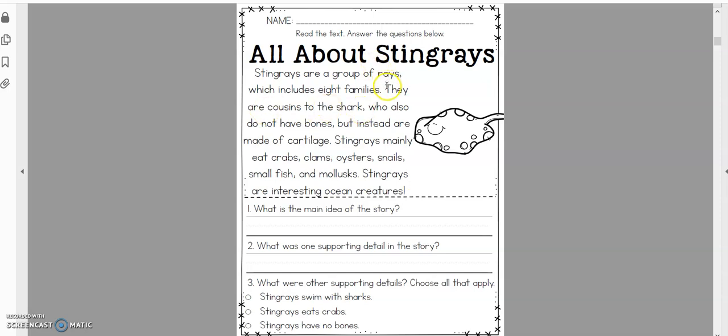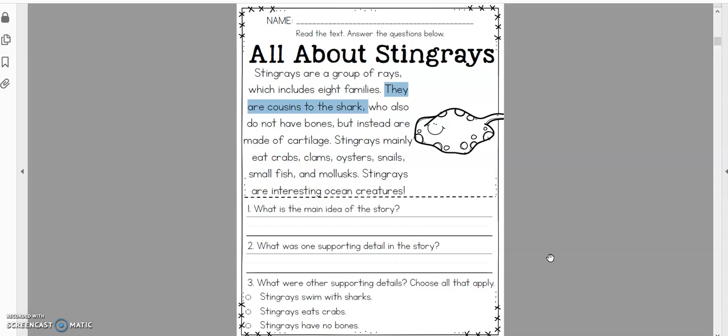Well, I like this one because I just think it's interesting. They are cousins to the shark. That is a supporting detail in the story. That helps me know that stingrays are interesting creatures. So this sentence, they are cousins to the shark, is a supporting detail that I could write for number 2. I want you to try and think about number 3 by yourself. I'm going to read you the question, and I want you to think inside your head or write on a piece of paper what you think is a supporting detail.